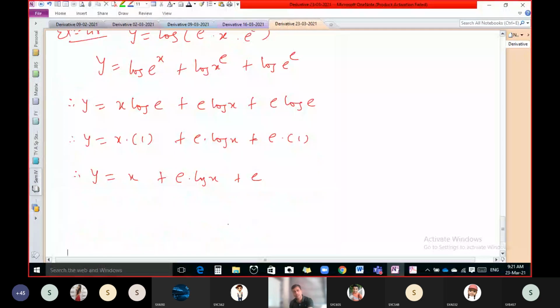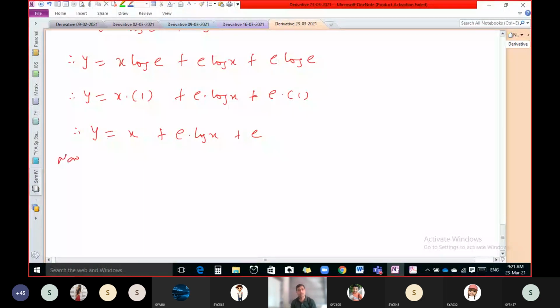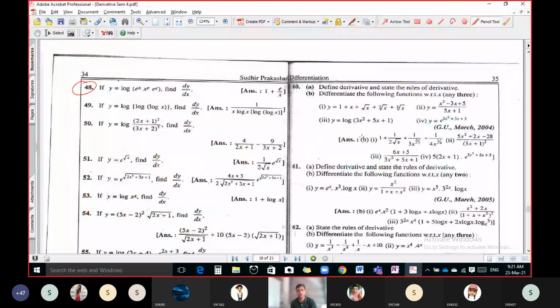And now differentiate. Now dy by dx. Tell me the derivative of x. 1. e is a constant, keep as it is. Derivative of log x, 1 upon x. And e is a constant. What is the derivative of e? e is a constant, 0. So the final answer is 1 plus e upon x. This is the final answer. 1 plus e upon x.